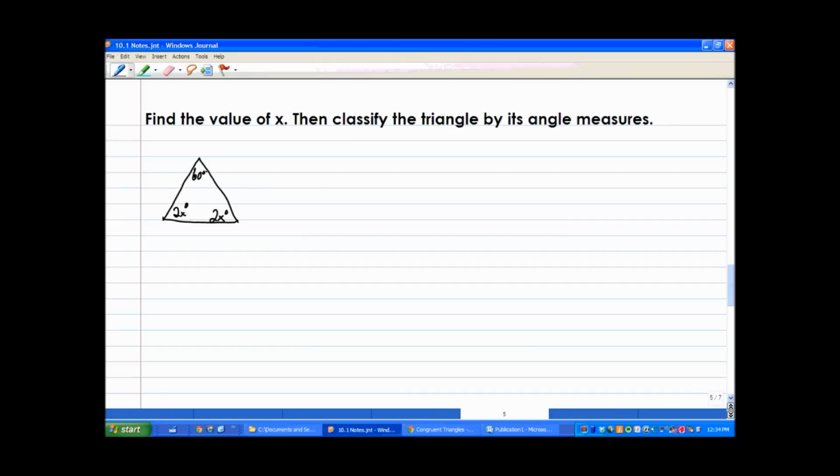Now I know some of you are very sharp and you say, well look, I know the sum is 180. If the top is 60, that means the bottom two are 120, and they're the same. Divide by 2 is 60. Oh, look, they're all 60. But let's assume you don't see that.